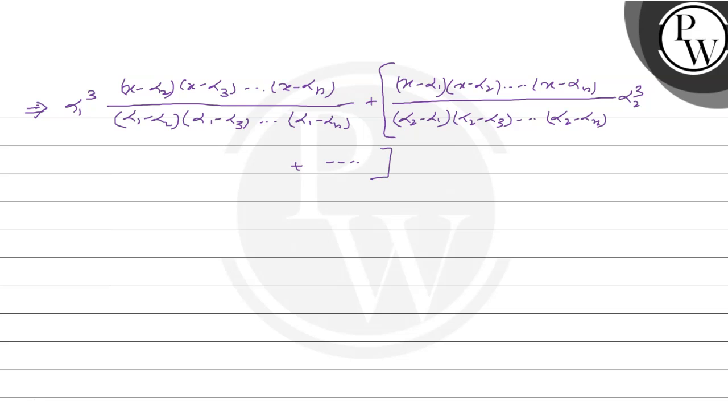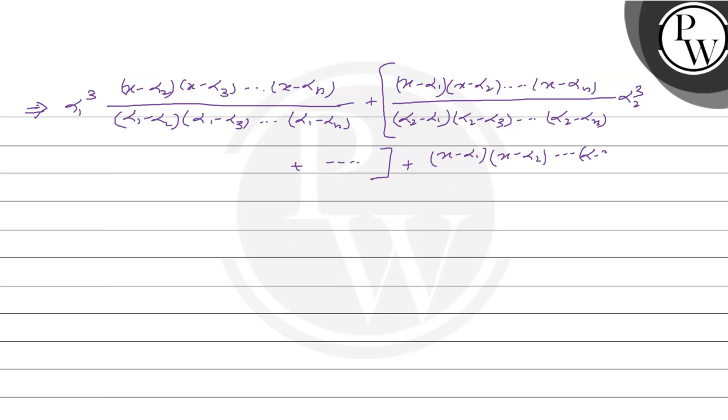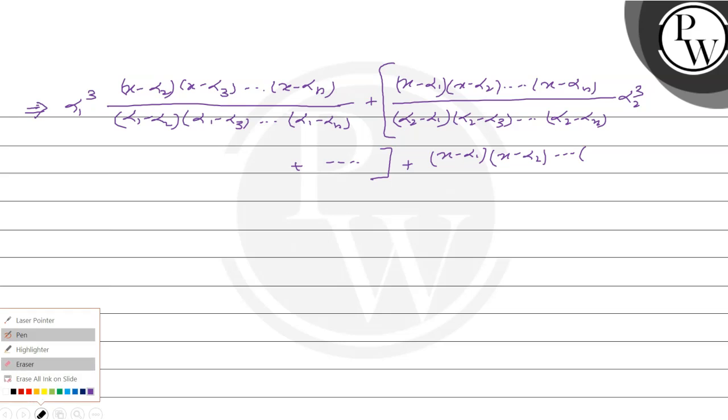And the last term which will be coming, that will be x minus alpha 1 and x minus alpha 2 up to x minus alpha n. Sorry, let me clear it first.